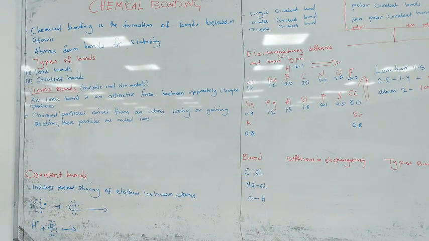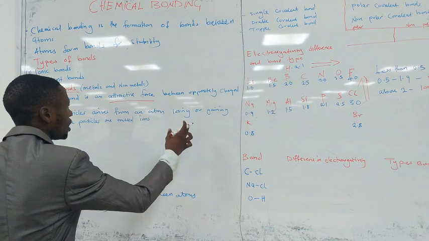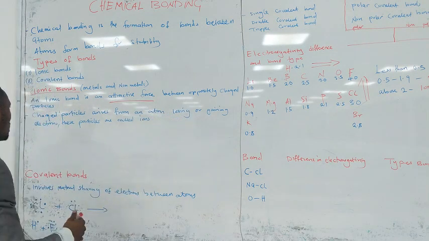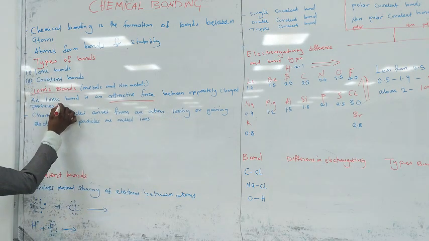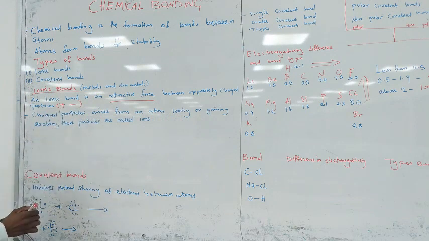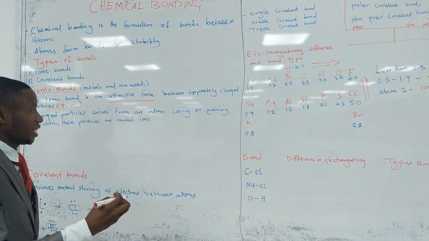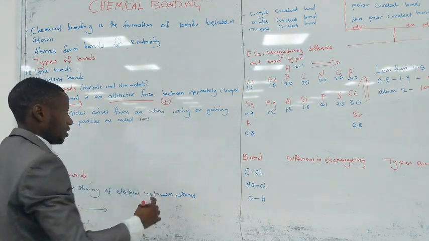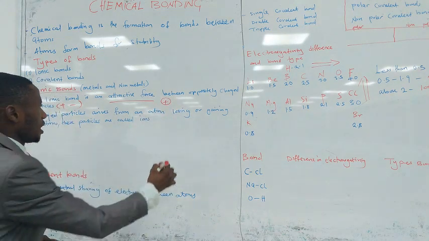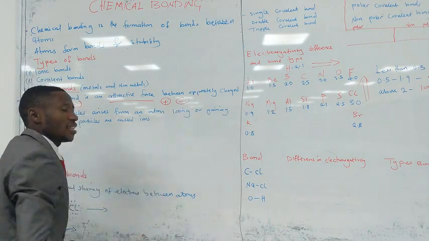Number one, ionic bonds. These ionic bonds occur between metals and non-metals. An ionic bond is just an attractive force between oppositely charged particles. What are these particles? We're talking of positive and negative charged particles. How do they arise? When an element or an atom loses an electron, it gains a positive charge. When an element gains an electron, it possesses a negative charge.